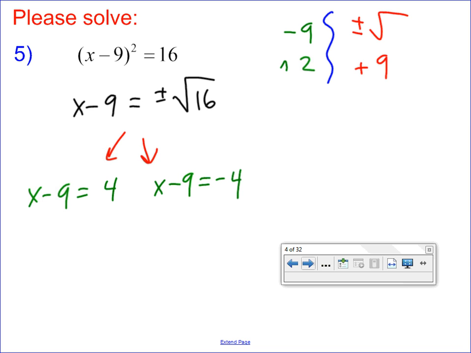Does everybody see where the two paths are coming from? One is set equal to the positive square root of 16. One is set equal to the negative square root of 16. And now we'll finish it out with our final solving step. We're going to add 9 to both sides. We just do it to both equations. So add 9 to both sides, and I get x equals 4 plus 9. I'm getting 13. And negative 4 plus 9 is positive 5. 13 and positive 5.